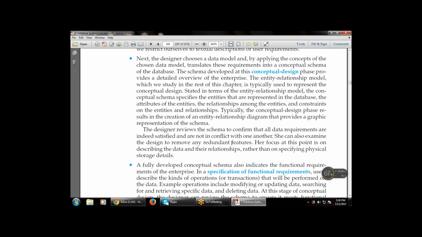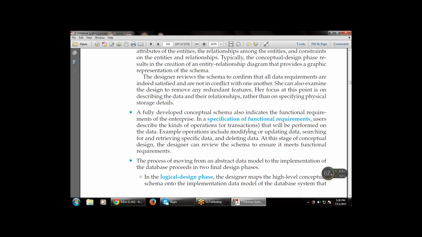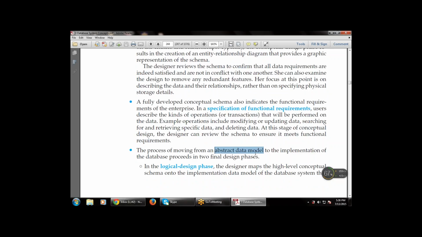So first is the requirement gathering from the users, then next is the conceptual design, next is a specification of the functional requirement, that is, what is the functional requirement. That includes modifying, updating, searching, retrieving, deleting the data. Next, the process of moving from an abstract data model to the implementation of the database proceeds in two design phases. That are two design phases.